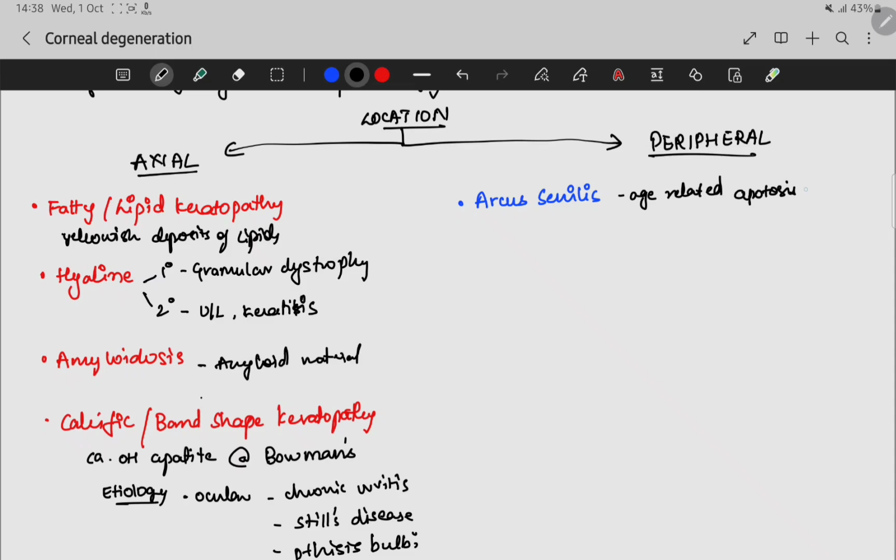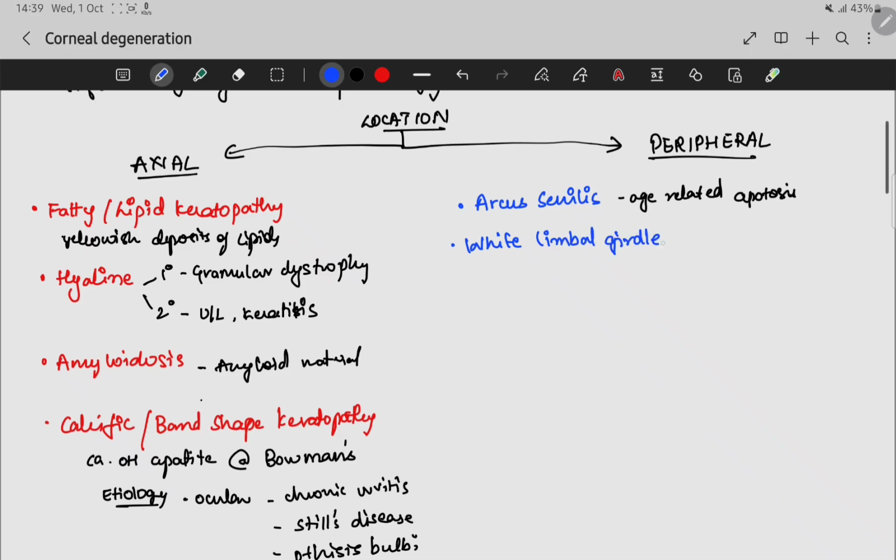Then there is the white limbal girdle of Vogt. This is similar to arcus senilis, but the difference is that in arcus senilis there is a clear zone between the lesion and the limbus, that is the peripheral cornea, whereas in the girdle of Vogt there is no clear zone, so it is very near to the corneal periphery. Then we have the Hassall-Henle bodies.